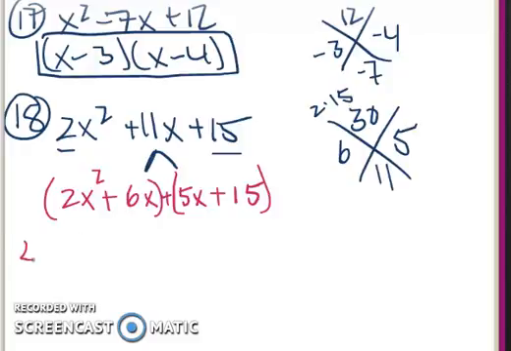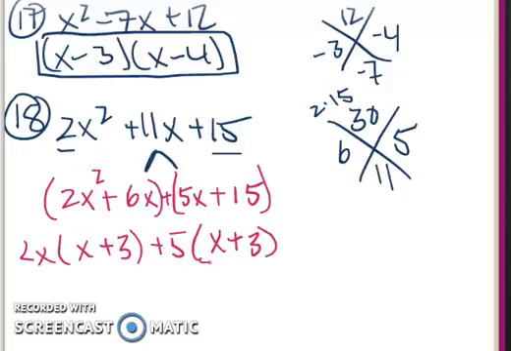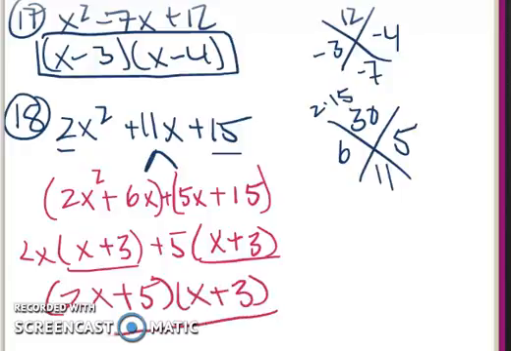So here we can factor 2x out. I'm left with x plus 3. Here I can factor a 5 out, and I get x plus 3. They look the same. Then I point to Dane, and he goes, and then we get 2x plus 5. Not as fun without Dane actually being here to help me with that. That's okay. And we get 2x plus 5 and x plus 3. Okay, so there we go, 18.